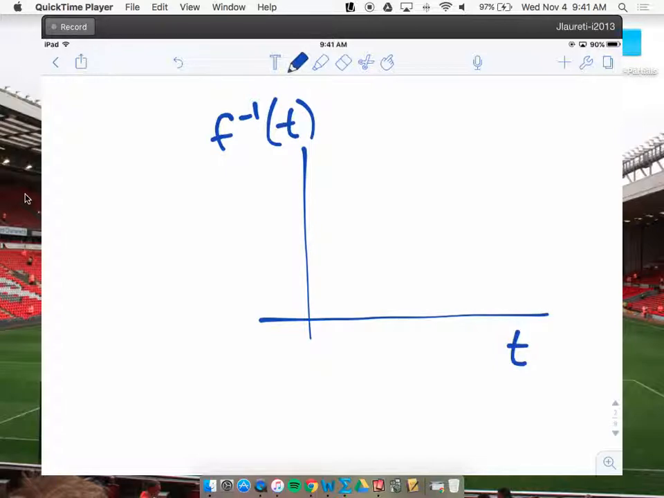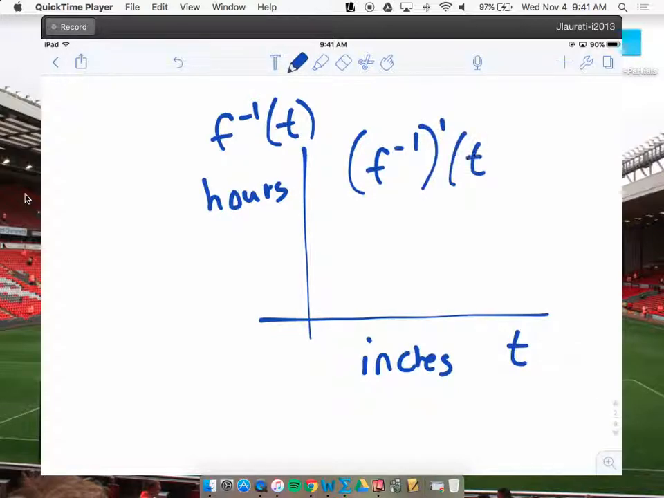So what is the label for the horizontal axis going to be now? Inches, right? And then the vertical would be hours. Right? So now if I were to take the derivative of the inverse, what would my unit be? Hours per inch, right?